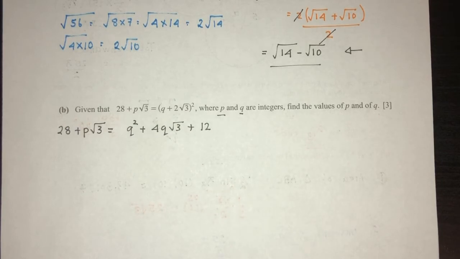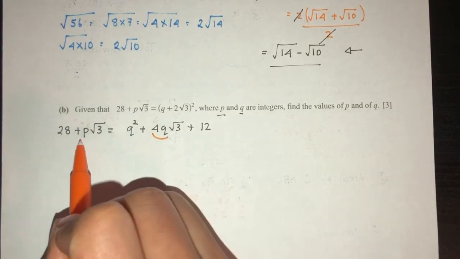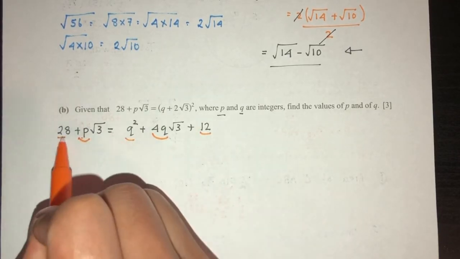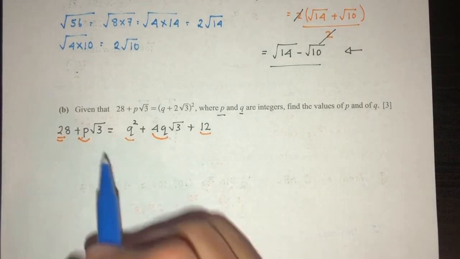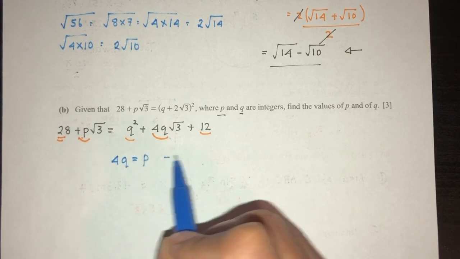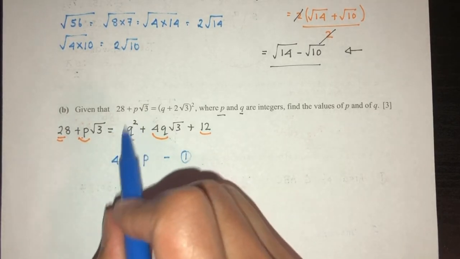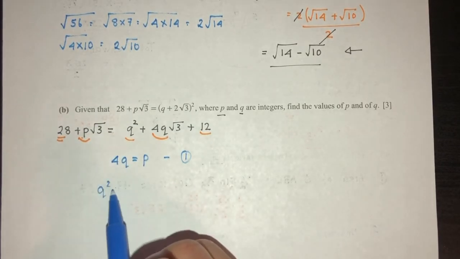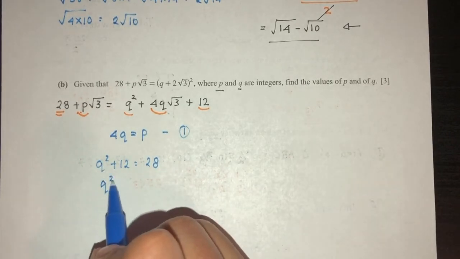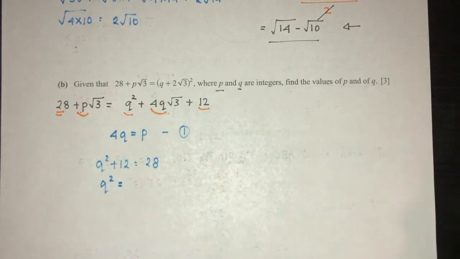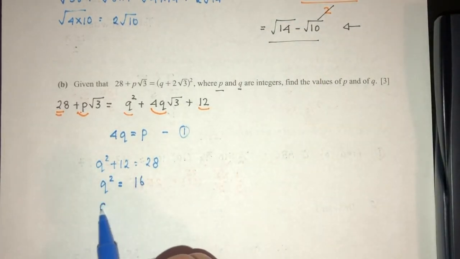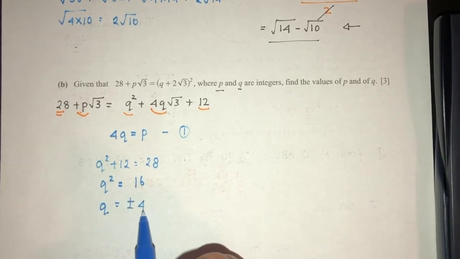So now we can compare that this has to be this one, and this too has to be this one. So let's form the equation. So the coefficient of root 3 is 4q has to be equal to p. That's my first equation. And then we also see this and this has to equal to this. So q squared plus 12 is equal to 28. Now this means q squared has to be equal to 28 minus 12, which is 16. So q has to be plus minus 4.